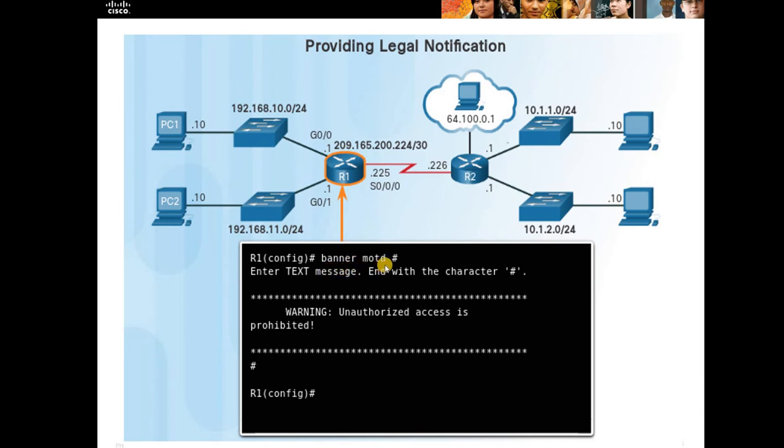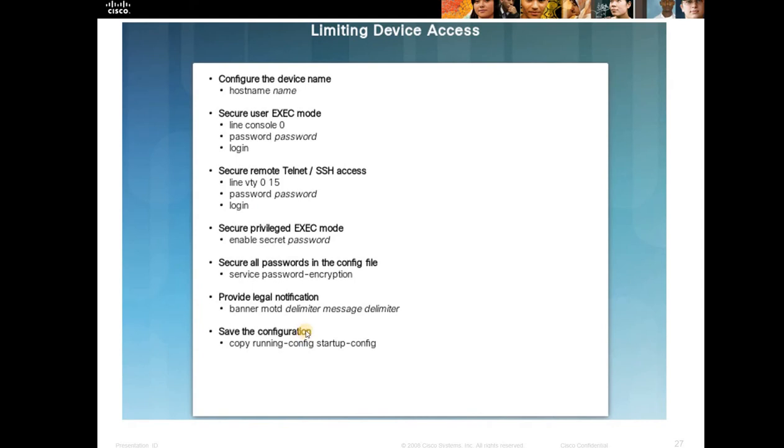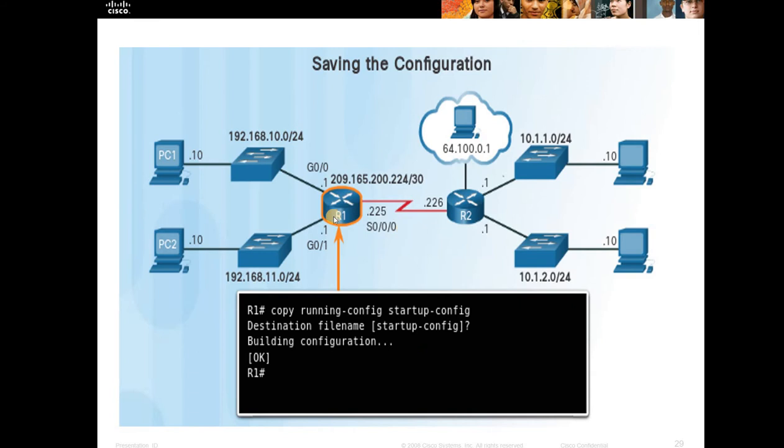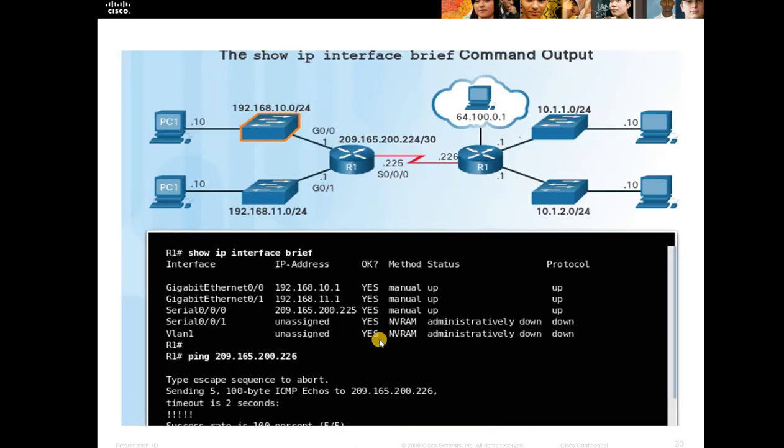For banner MOTD, end with the character hash. Unauthorized access is prohibited here. So these are the security management access I already discussed. Enable secret class, line console, and maybe for only 4 devices I can give VTY 0 to 4, and to secure all privileged passwords, service password encryption. And I want to save the configuration. I can use the copy running-config startup-config command in the router.